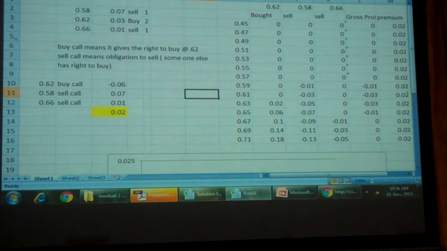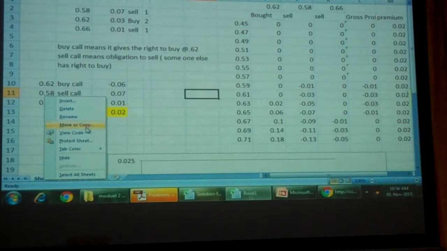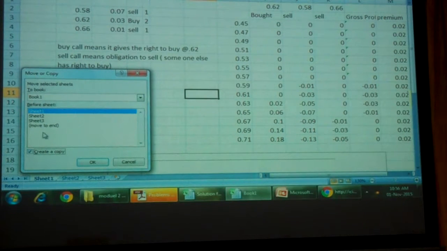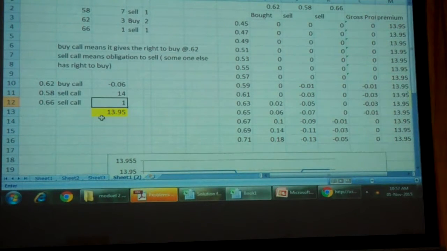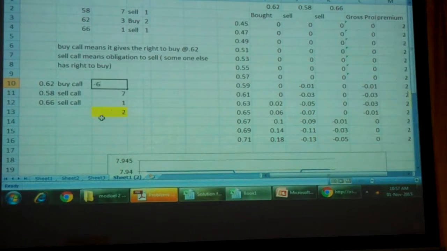Let us take an example of the same sheet. I will copy it and convert it to rupees so that it becomes more user friendly for you. Rupee, when it comes, then you might be able to understand. So here, instead of 0.58, I will put 58 rupees per dollar, 62 rupees per dollar, 66 rupees per dollar. 7 rupees, 3 rupees, 1 rupee. So here it is 14 rupees, here it is 7 rupees, here it is 1 rupee, here it is 6 rupees, minus 6 rupees. So 2 rupees is the premium you pay for every dollar.